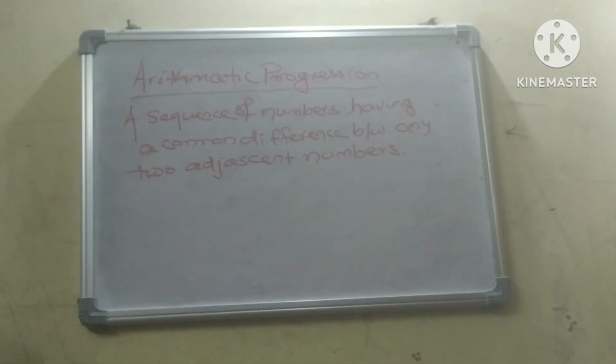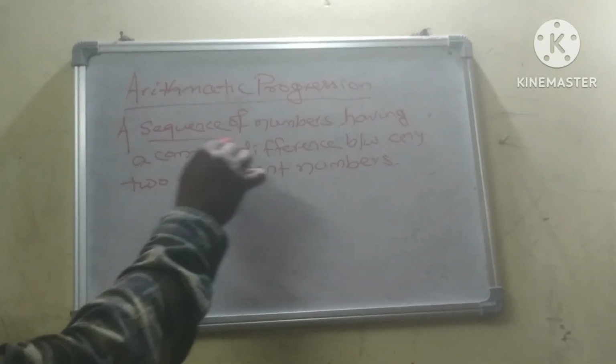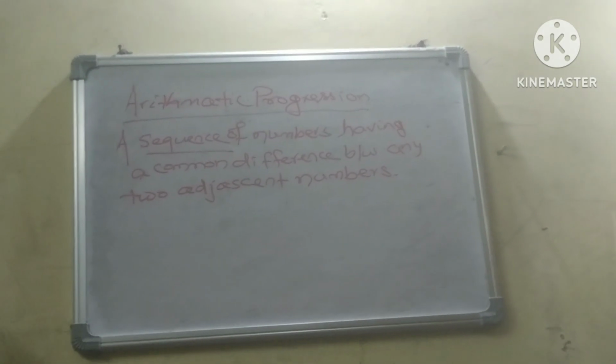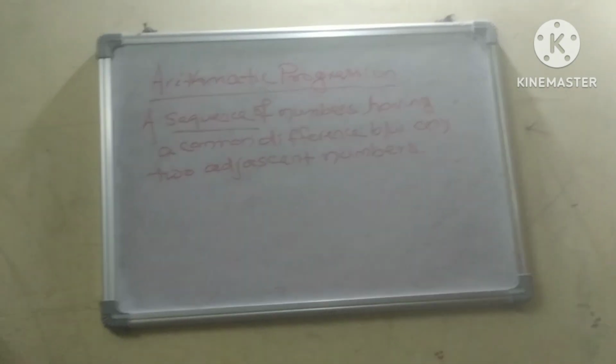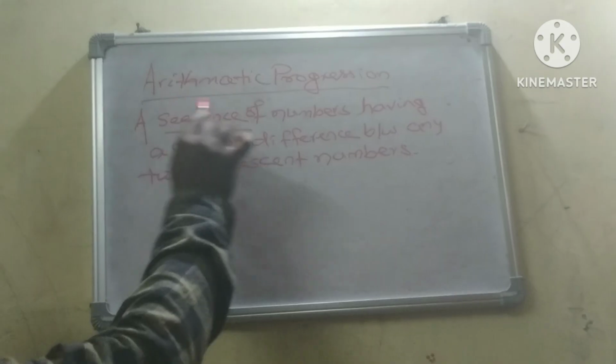Right? Sequence of numbers. Number sequence. Number chain. So we call it arithmetic progression.